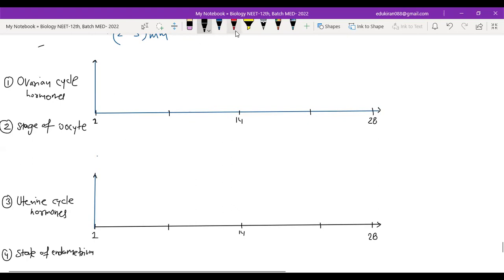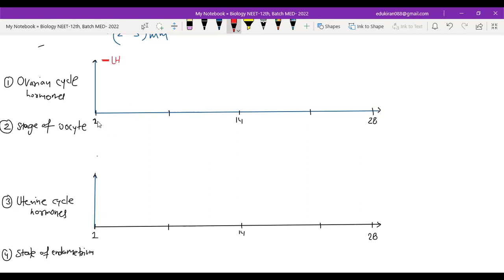So let's make a graph. Let me use red. The red color is for, let's study the ovarian cycle first. In the ovarian cycle, there are 2 hormones. Which are the 2 hormones? LH and FSH, right? So let red denote LH.